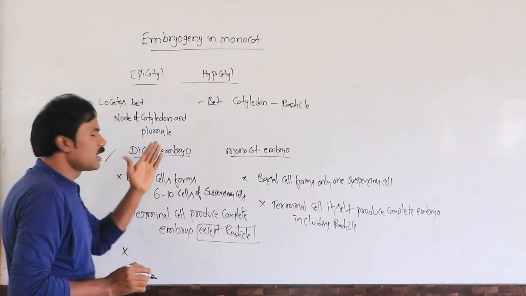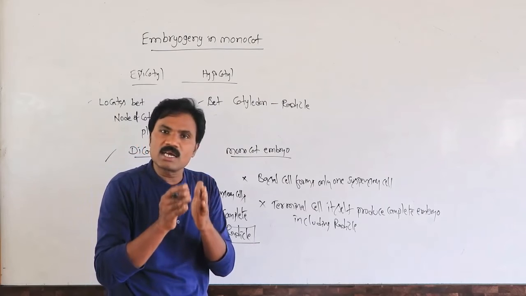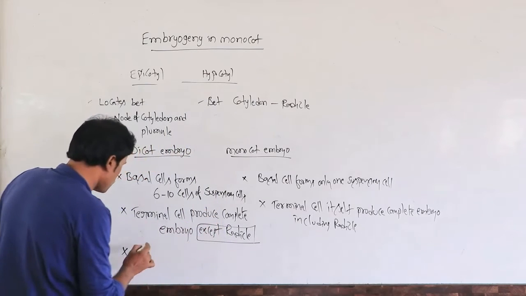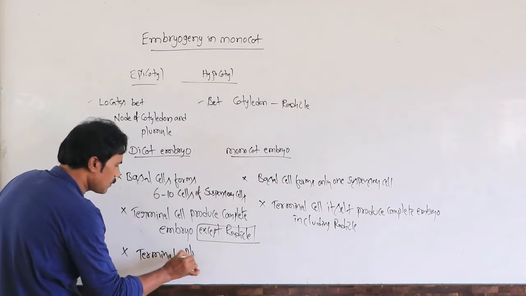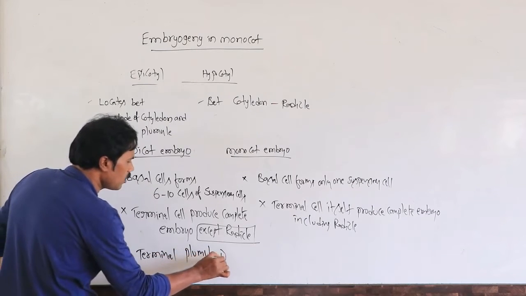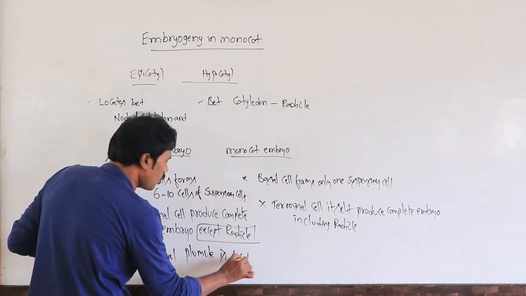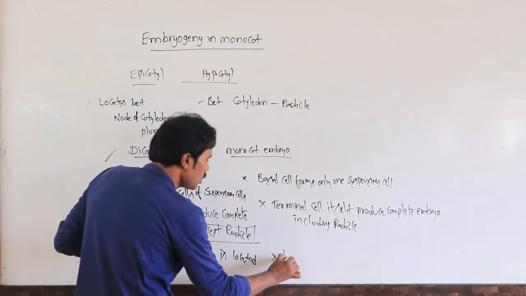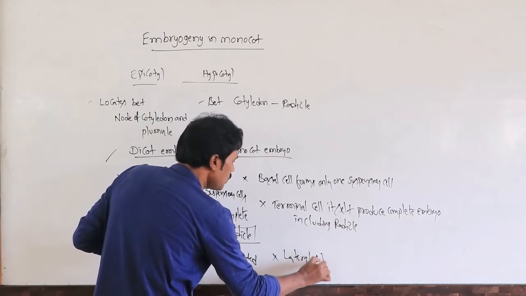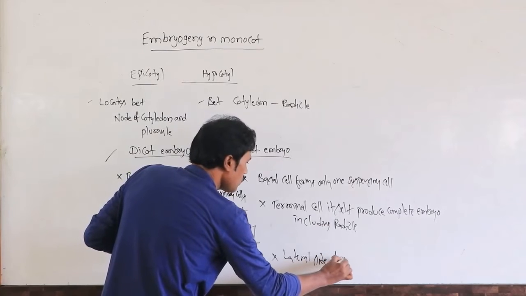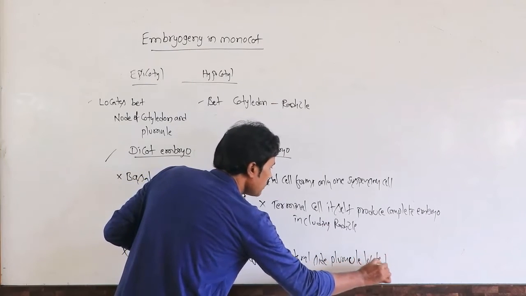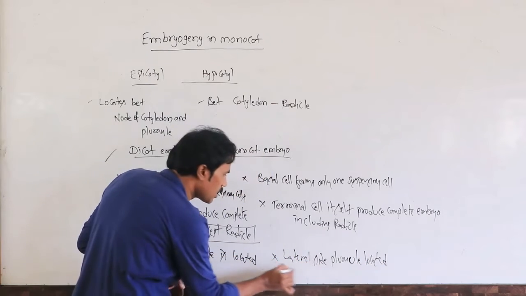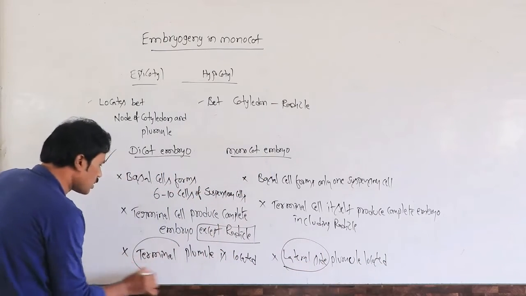Then here in the dicot embryo, the terminal lobule is present. Here the terminal lobule is located. In the monocot, the lobule is located on the lateral side. This is important: lateral side. This is important: terminal side.